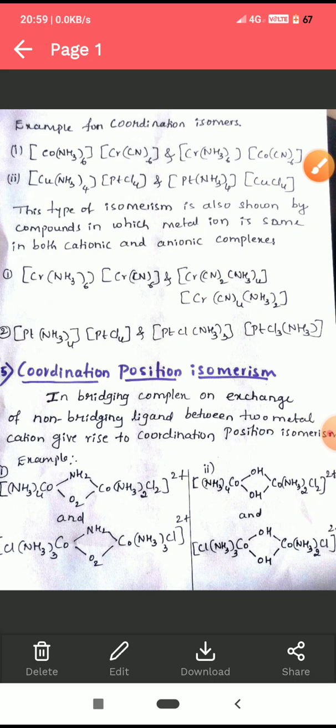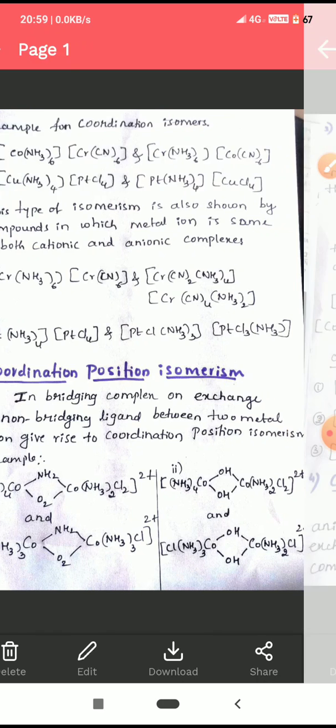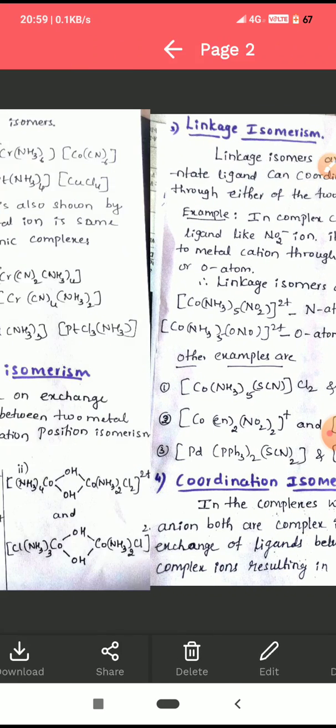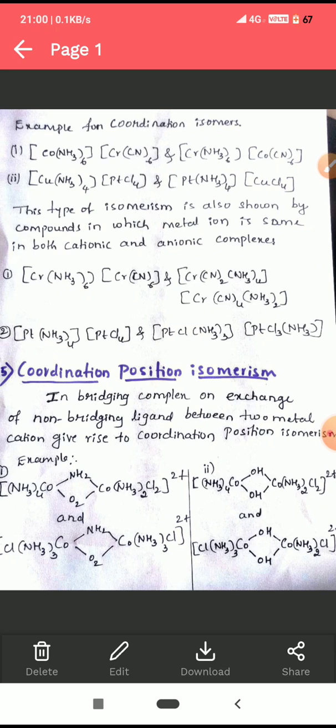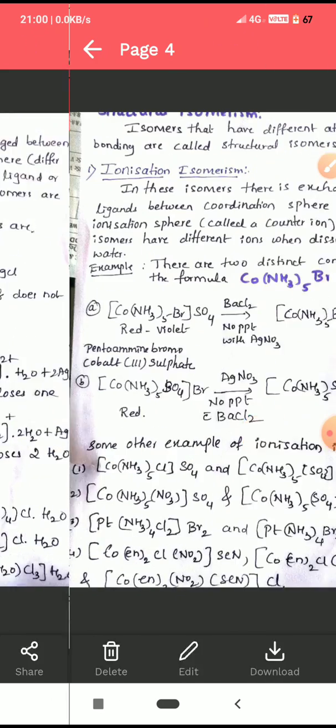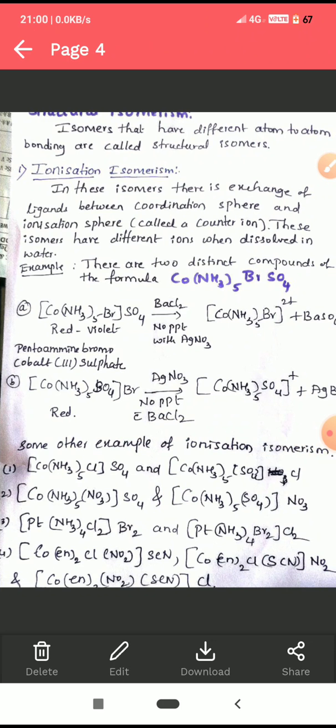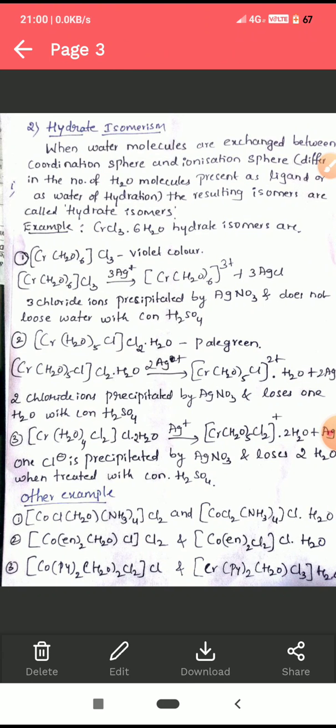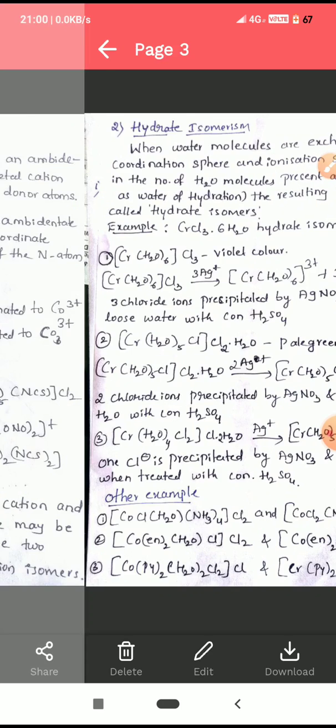You should be able to differentiate between ionization isomerism, hydrate isomerism, linkage isomerism, coordination isomerism, and coordination position isomerism. In ionization isomerism, the molecular formula will be the same, but when they are dissolved in water, they give different kinds of ions. In hydrate isomerism, there is an exchange of water molecules between the coordination sphere and ionization sphere, or a different arrangement of water molecules. They may be present as a ligand or as water of hydration. Such isomers are called hydrate isomers.